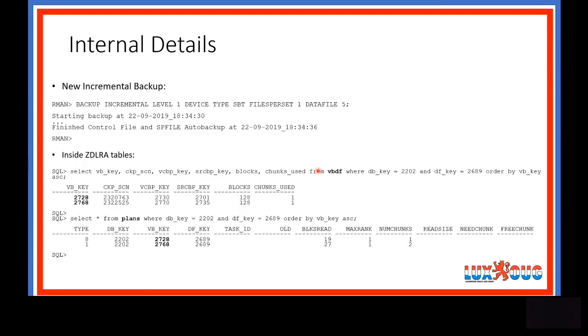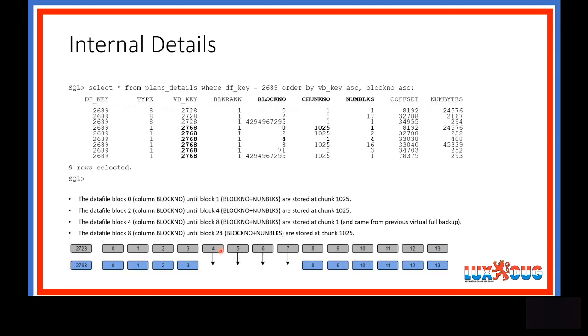But if I do an incremental, a new backup incremental level one, how does this work? How will the index and virtual backup be done? So I made incremental level one, and you can see in the virtual backup data file that I have two virtual backups, the previous one and the new one, 2768. Okay? And I have two plans. It's important to see what is happening.